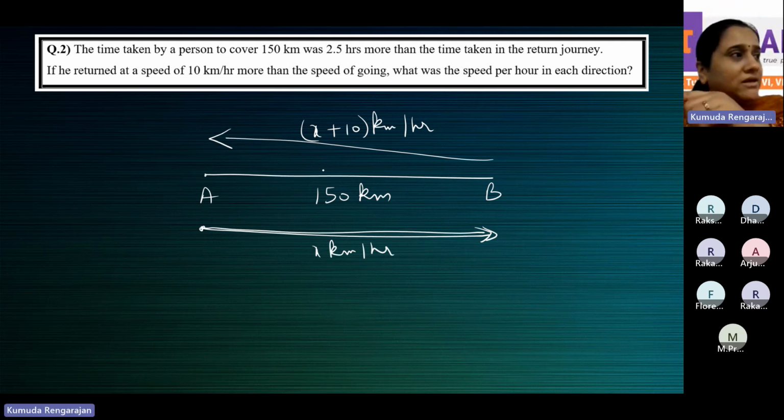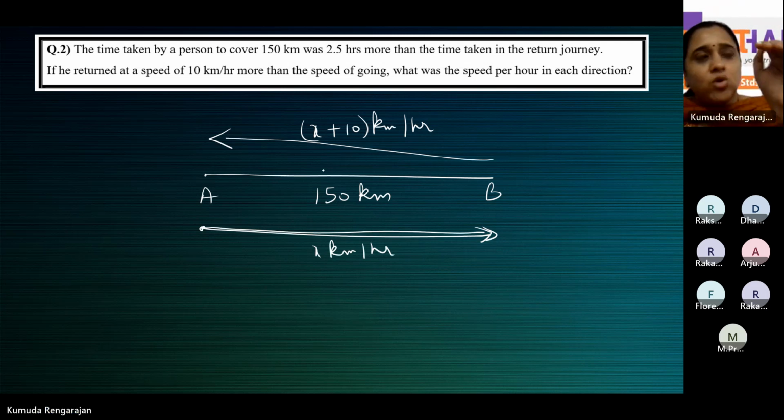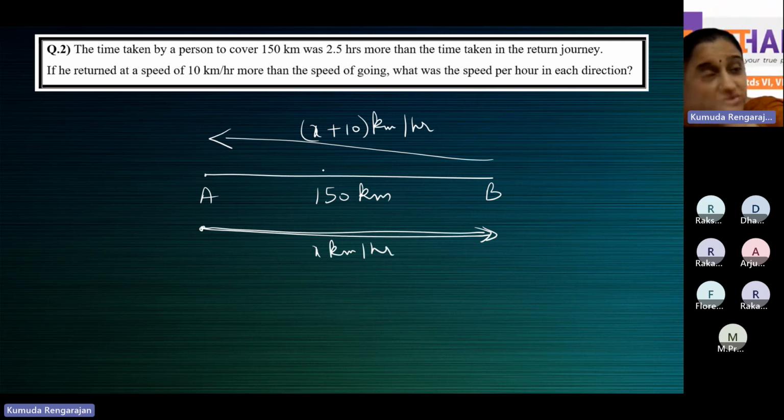But if the going speed is less and the returning speed is more, then there's a difference in time taken, right? Yes or no? Where will he take more time? Going or returning? Going, he'll take more time. Why? Because speed is less. Returning, he'll take less time because the speed is more. You know, speed and time are inversely proportional. Less speed, more time. More speed, less time.